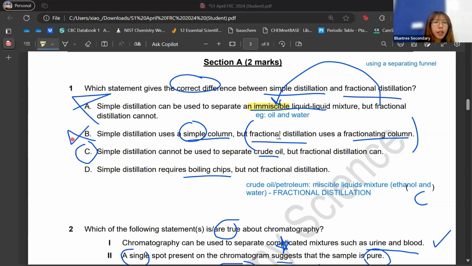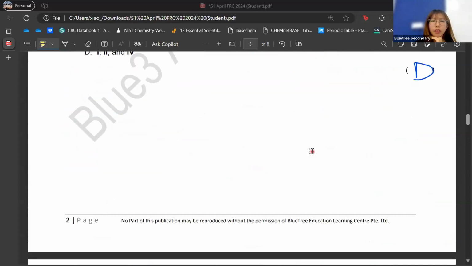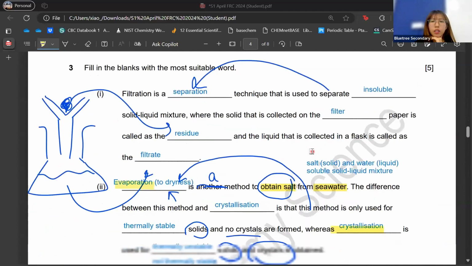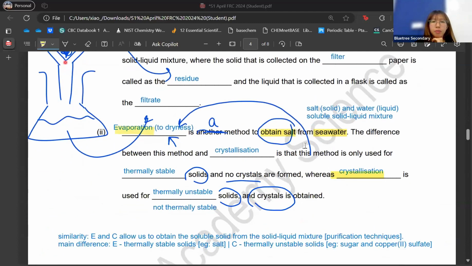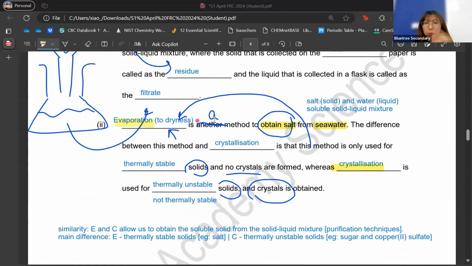Okay, so Frelin asked, can we write desalination instead of evaporation? For number 2, based on this statement over here, this blank is a method to obtain salt from seawater. Because of this keyword, method, you cannot write desalination.